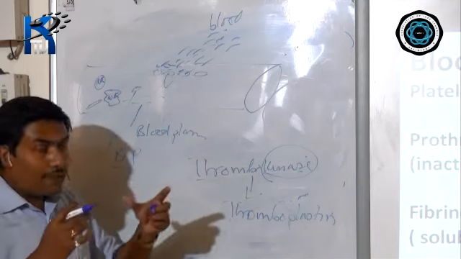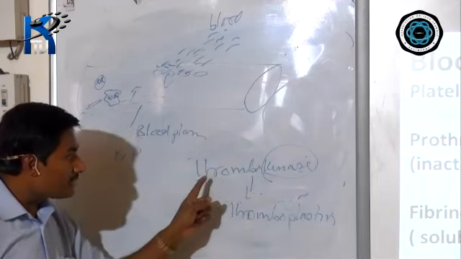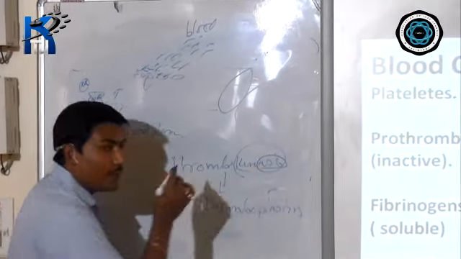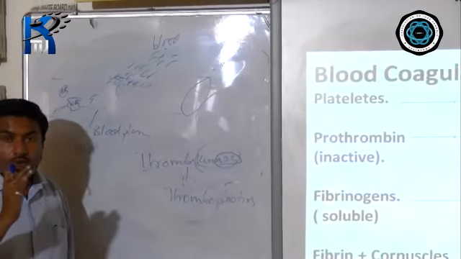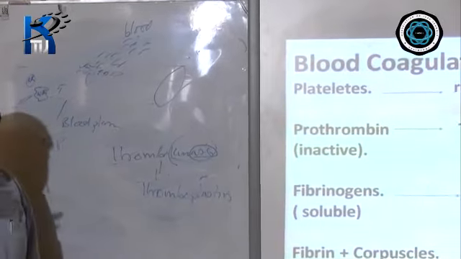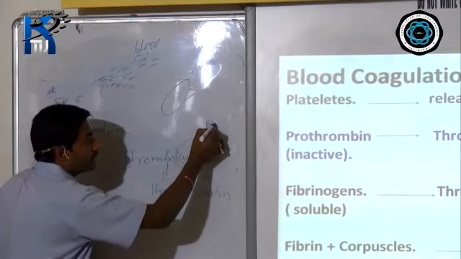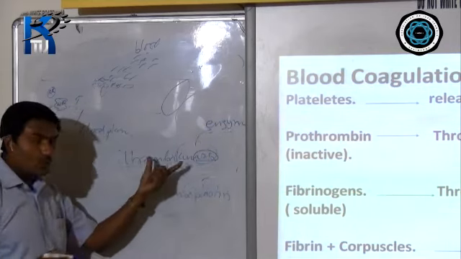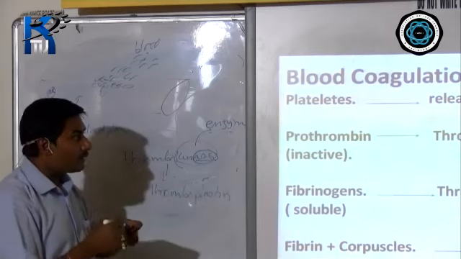So, what do the platelets produce? Platelets produce an enzyme. What is the name of that enzyme? Thrombokinase. Whenever the word ending ASE is there, you have to understand that it is an enzyme, like lipase, or sucrose and then sucrase. Whenever you come across this ending ASE, you have to understand it is an enzyme. So, it will produce an enzyme that is called thrombokinase, or we also call it thromboplastin.